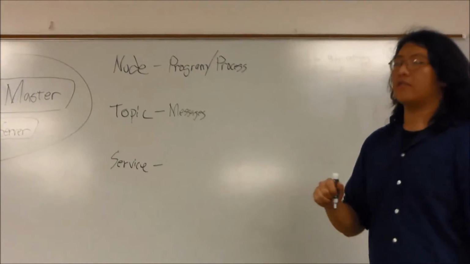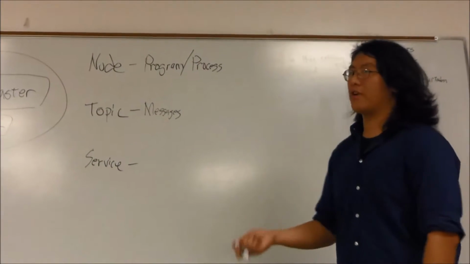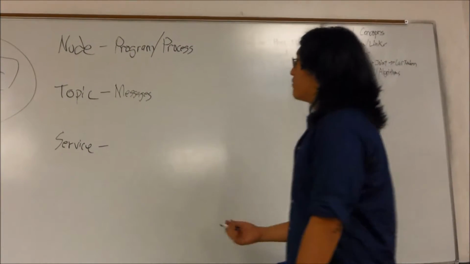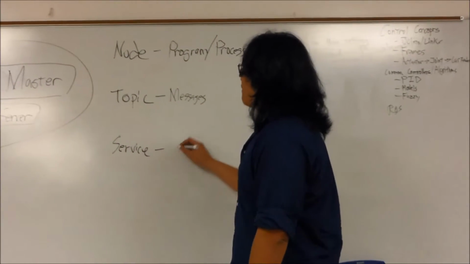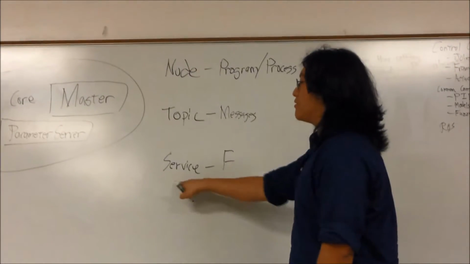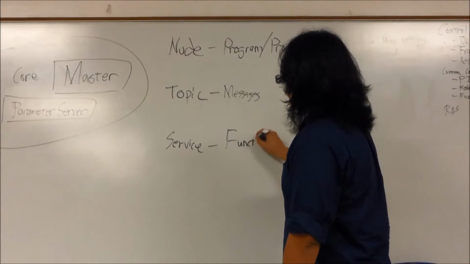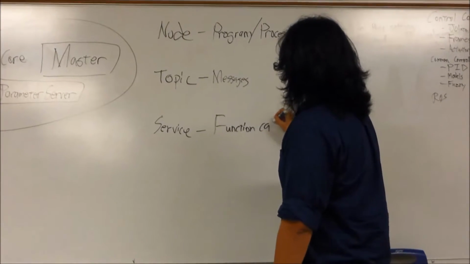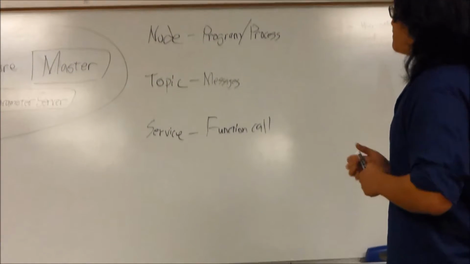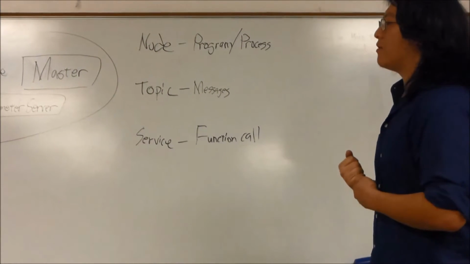A message is just a data structure, a struct, a class, or whatever you want to look at it as. And that you pass around between nodes so that they have data that they can communicate with. A service is the equivalent of a function call between nodes. So node A can call a function in node B if it's exposed as a service. This is the general structure of what's actually happening in ROS.